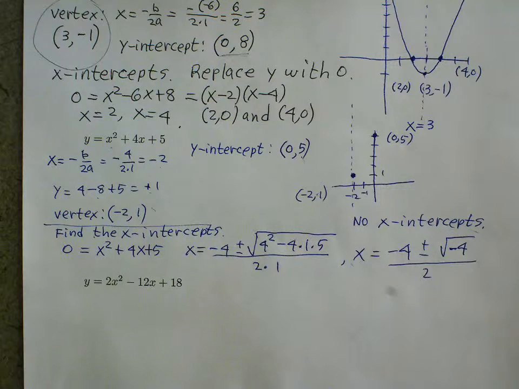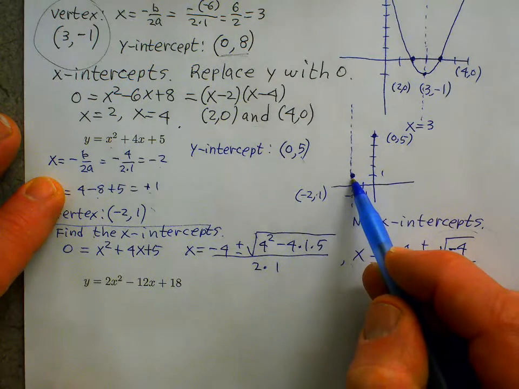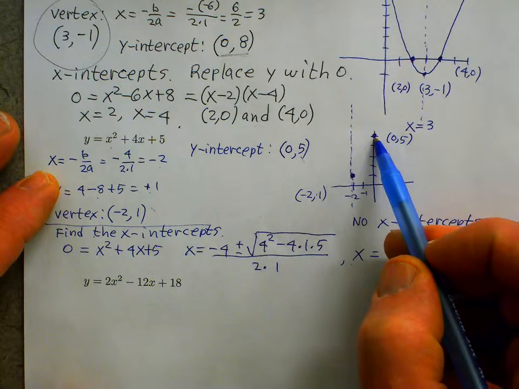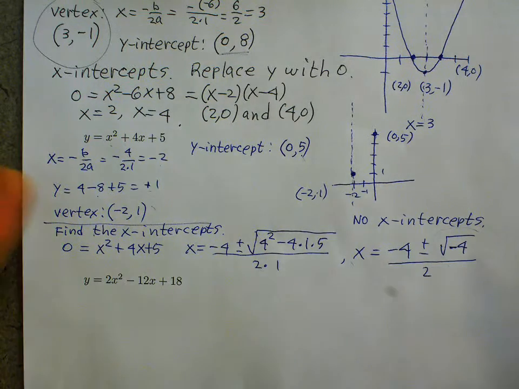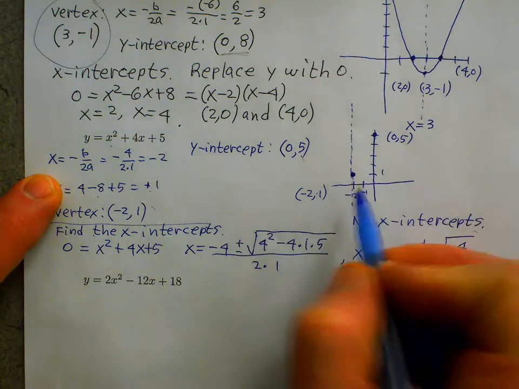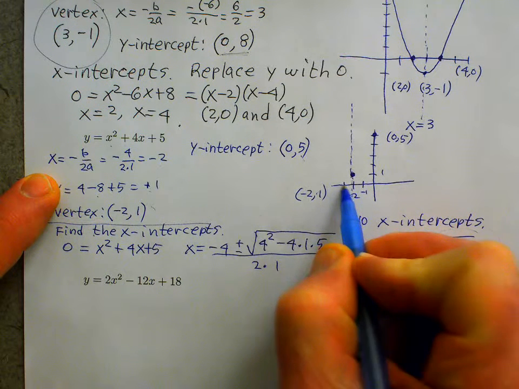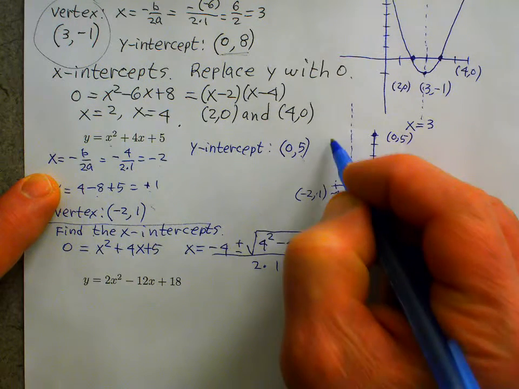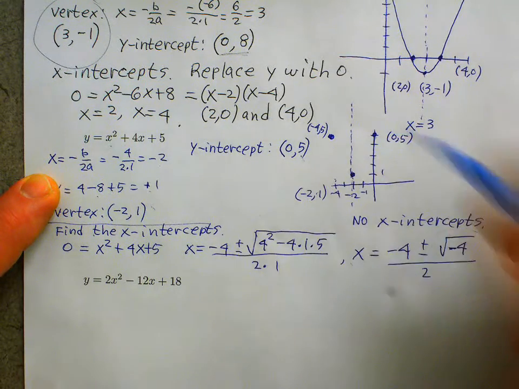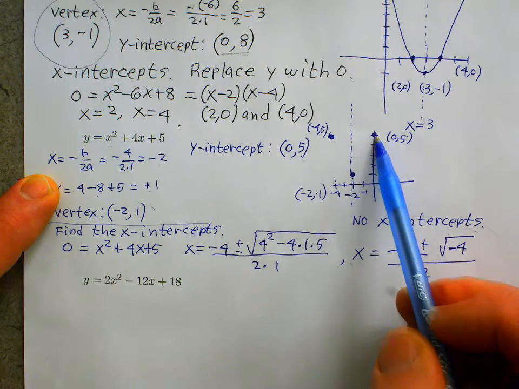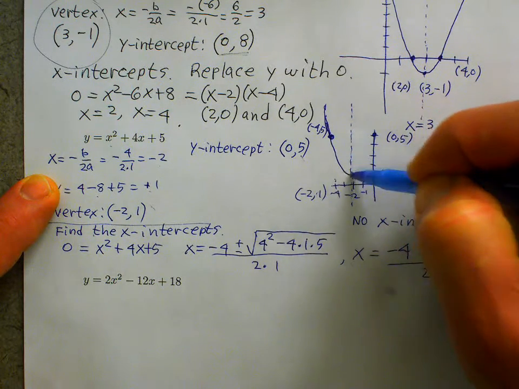So tell me what another point is by using symmetry, using the fact that the vertex is the ordered pair -2, 1, and the y-intercept is 0, 5. Would it be -4, 5? Yeah, -4 for x and 5 for y. By symmetry, if we move 2 units to the left of x equals -2, to -4, the y-coordinate is 5, so -4, 5. This point is symmetric to the point 0, 5. They are symmetric with respect to the vertical line of symmetry. So that's a rough sketch of the graph.